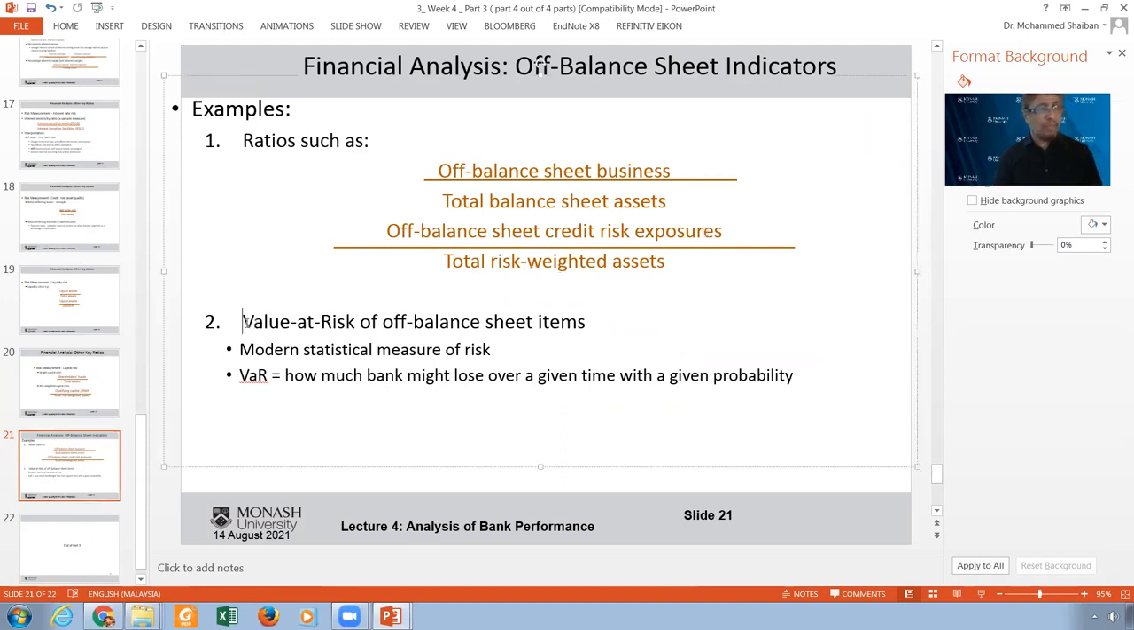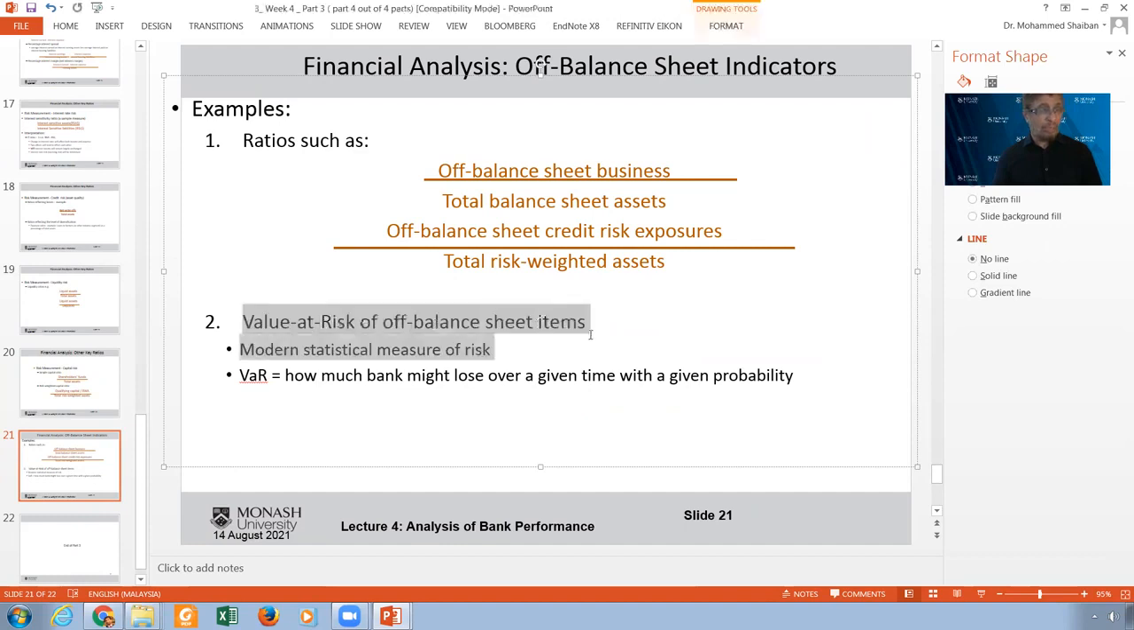And finally, we have a very important measure, which is called value at risk. Now, value at risk is actually related to the market risk, which we will take in week 8. I think we have one problem. We will deal with it. Week 8 is only about value at risk.